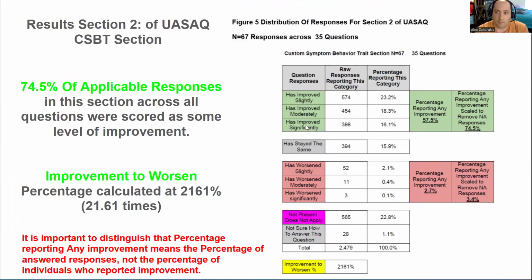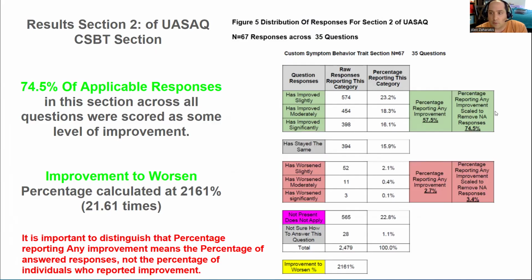Second section of this 200 question questionnaire is the custom symptom behavior trait section. These are the questions that we design based on years of experience and also the prevalence of these issues on intake questionnaires. So these would be things like teeth grinding and stimming and giddy laughter and waking in the night. And we'll show the full list later on.